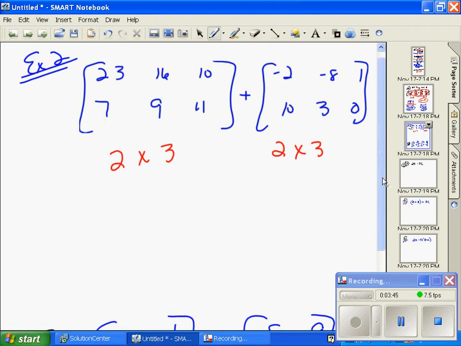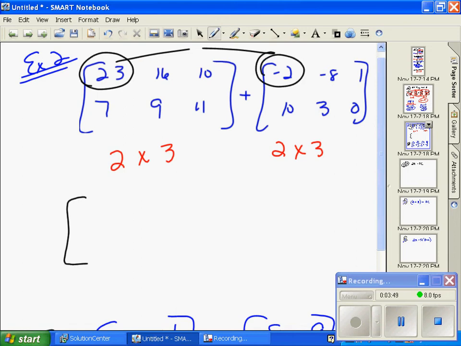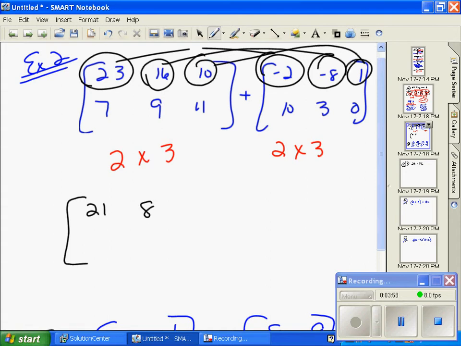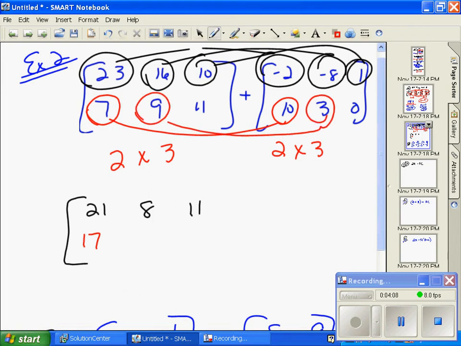So now what I do is I just add corresponding parts together. I add 23 to the negative 2 to get a 21. I add 16 and the negative 8 to get 8. I add 10 to the 1 to get 11. Now working on the bottom row down here, I add 7 and the 10 to get 17. I add 9 and the 3 to get 12. 11 plus 0 is 11. So there's my ending matrix right there. Boom, we're done.